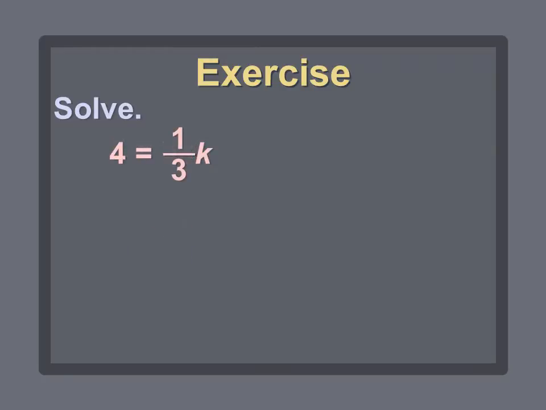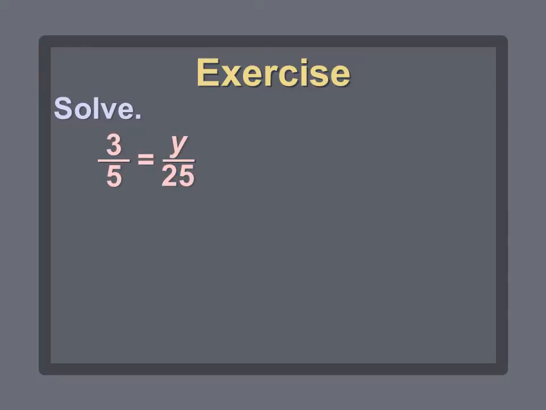For this one, 4 equals 1/3 times k. If we wanted to solve for k, we would divide by 1/3, but remember we said that dividing is the same as multiplying by the reciprocal. So we could also say that we're going to multiply by 3 over 1, or multiply by 3. And if we multiply both sides by 3, we get k is equal to 12.